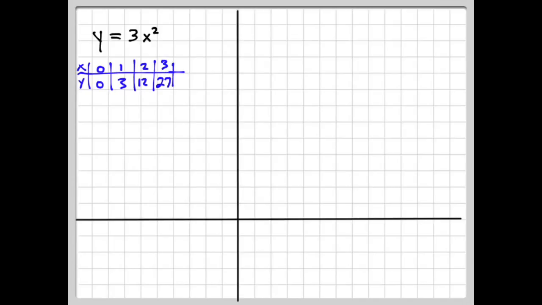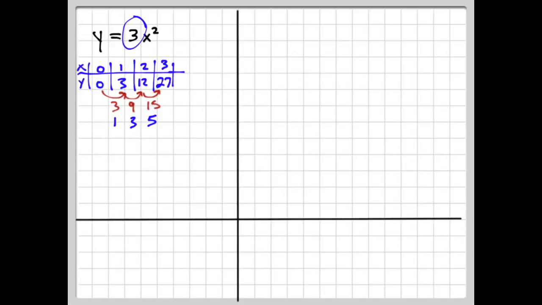Now I want you to notice something. What did we go up by to get from 0 to 3? 3. What do we go up by to get from 3 to 12? 9. What about from 12 to 27? 15. These are the multiples of 3. Before it was 1, 3, 5. Now it's 3, 9, 15. We're taking that 1, 3, 5 and multiplying it by that 3.